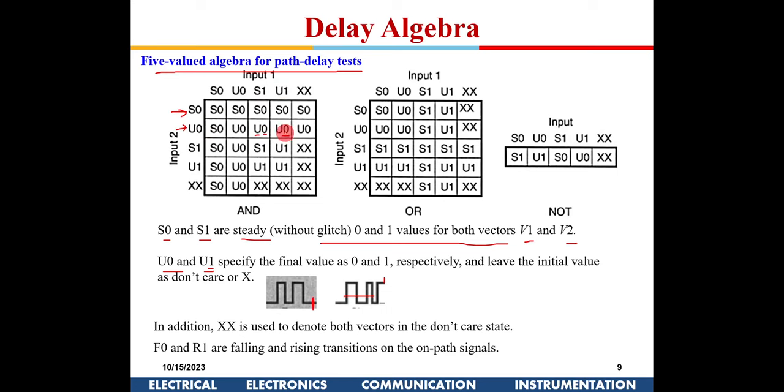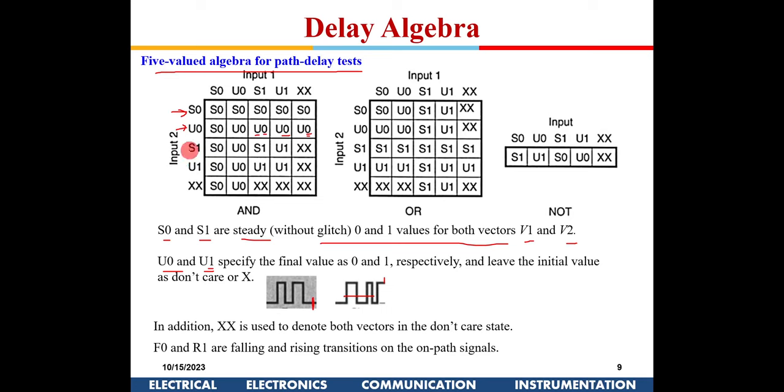Initially it will be undefined, and finally this settles at 0 and this settles at 1, so I get a 0 here. If this is unknown, it doesn't matter, so you take the don't care condition also. But if it is U0, it finally settles to 0, since it is an AND gate. So this is a phi valued algebra for delay. It is slightly different from the phi valued algebra we saw for the stuck-at faults.